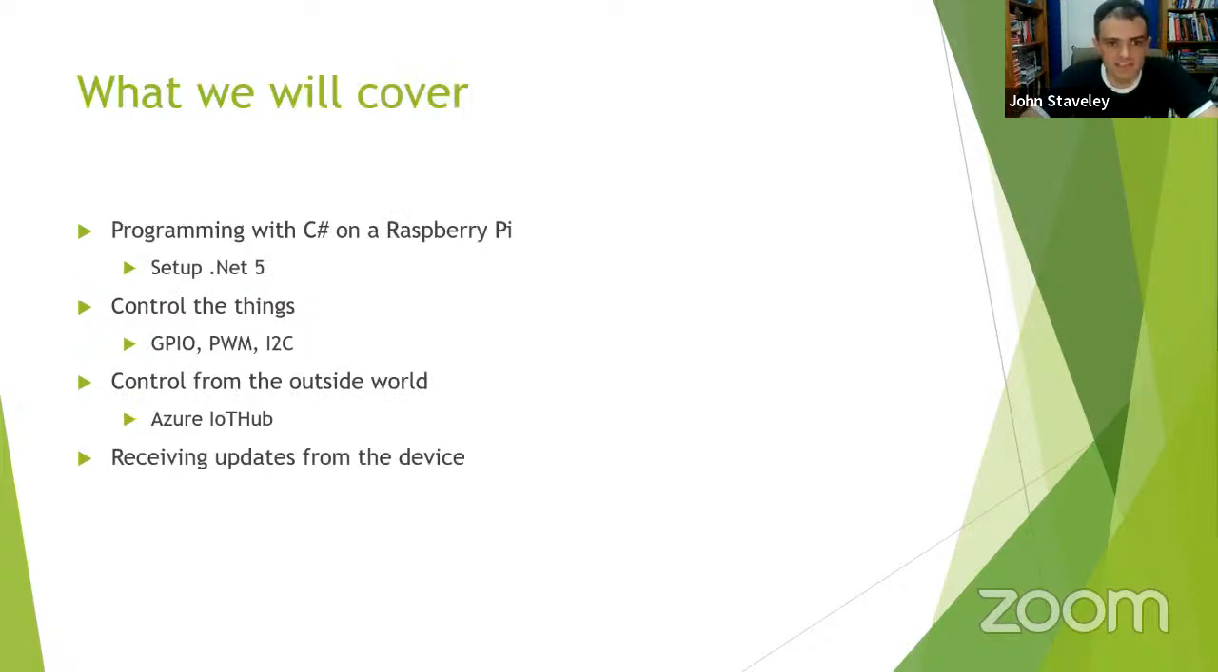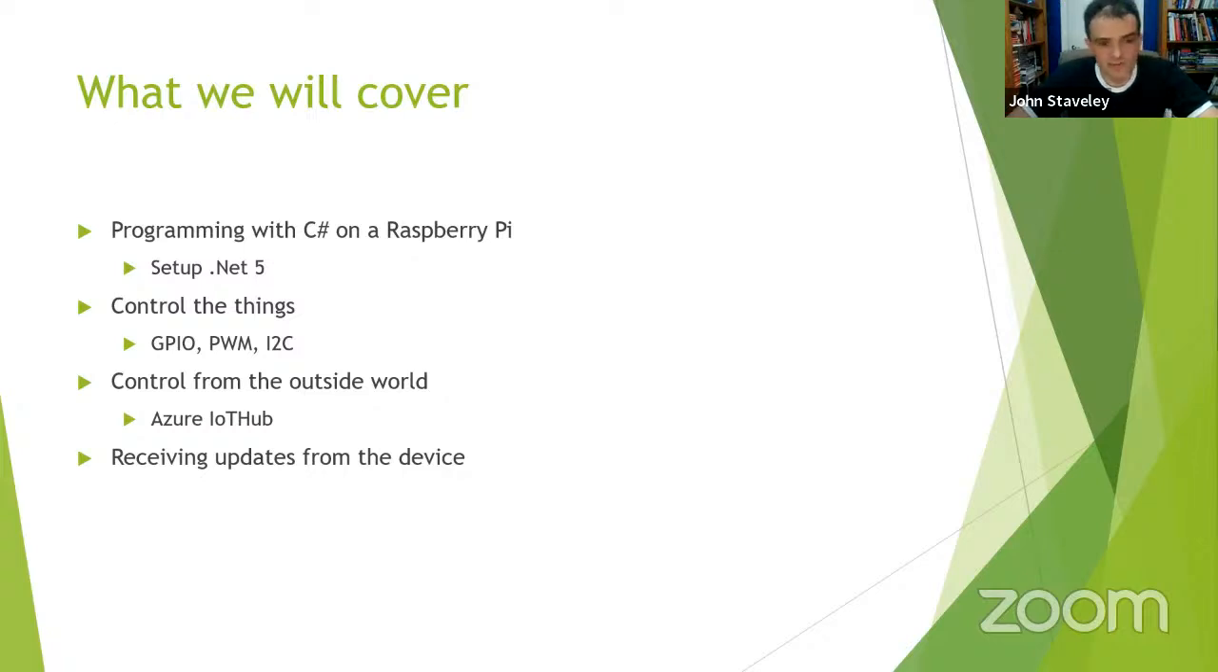So one of the things I'll be covering is how to set up C# on Raspberry Pi. Raspberry Pi is a Linux distribution, and usually with Linux you do apt-get install .NET, but with .NET it's not that simple. But I'll be showing you how to set up .NET 5 on it.